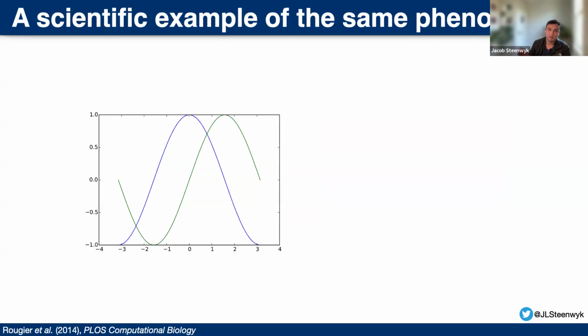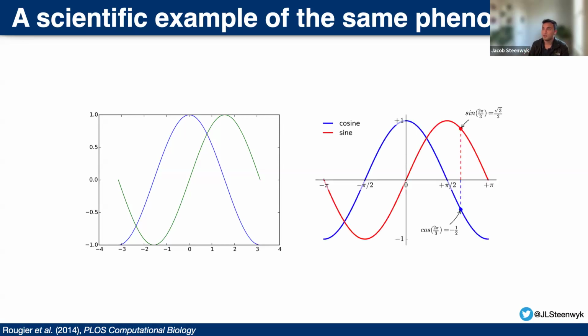In the scientific realm, there's a ton of examples that are out there. This is just one that I pulled from PLOS Computational Biology, where you could have this figure on the left, or you could have the one with a little bit richer information on the right, which describes what these waves are, sine and cosine waves, as well as some important mathematical formulas with them too. So this would be the scientific equivalent.